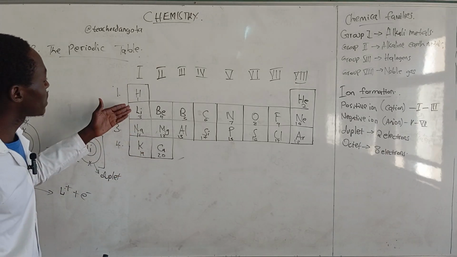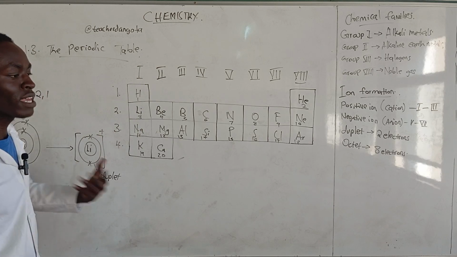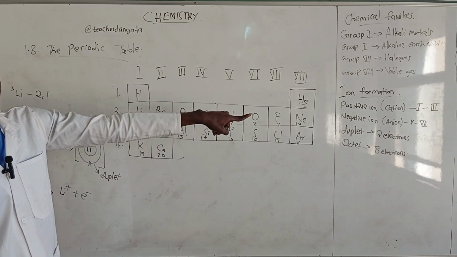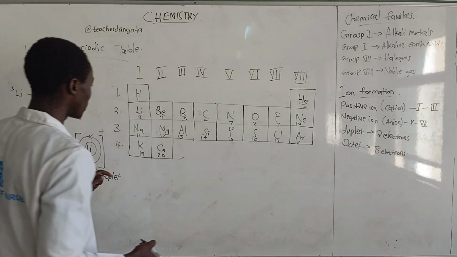So remember that the first, second, and third group of elements, when they become ions, end up as positive ions, which are known as cations. And that one is for lithium.